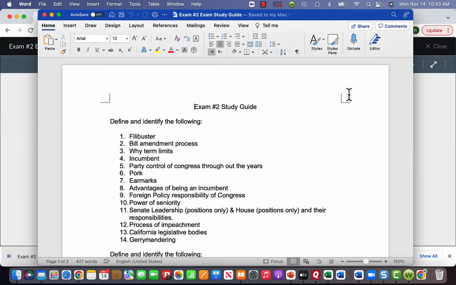Know about term limits. What are some of the reasons for enacting term limits? It might create more open seats. It might create better competition. Things like that. Know that incumbents will have an advantage.